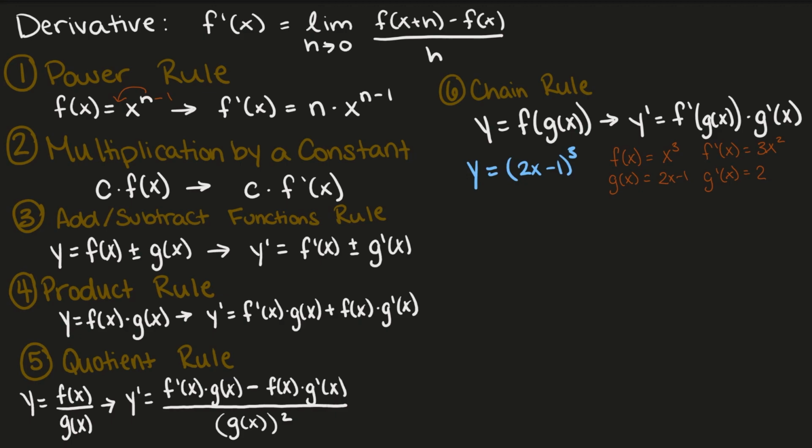So this means our y prime is going to be equal to 3 times our g of x, which is 2x minus 1 squared, times the derivative of 2x minus 1, which is 2. Or we can simplify this, and we would get 6 times 2x minus 1 squared as our derivative. So these are the 6 rules that we use when we solve derivatives. There are some common derivatives that I'm going to go over now that we can use to really easily and quickly find our derivative, but in general, when we're solving derivatives, these are the rules that we want to use.